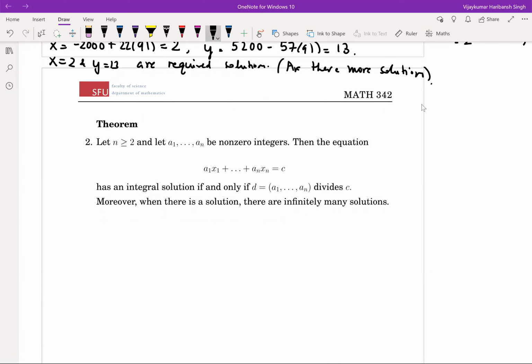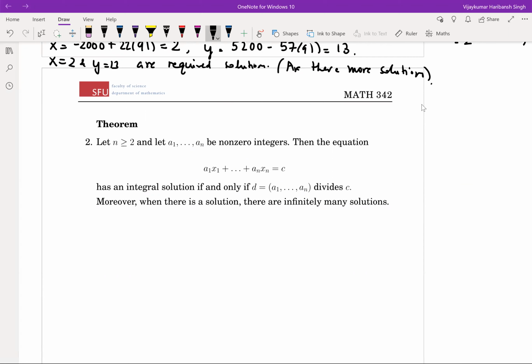If n is greater than or equal to 2, and a1, a2, ..., an are non-zero integers, then a1x1 + ... + anxn = c has integer solutions if and only if d divides c, where d is the GCD of a1, a2, ..., an. And moreover, in the same way, if there's one solution, you can construct infinitely many solutions.